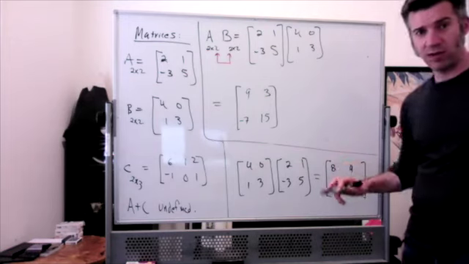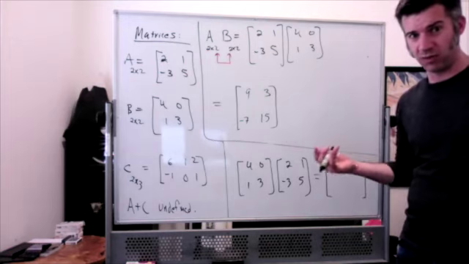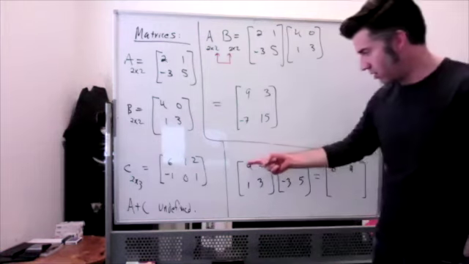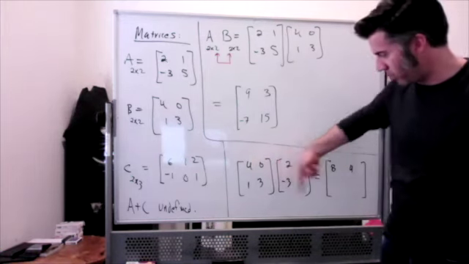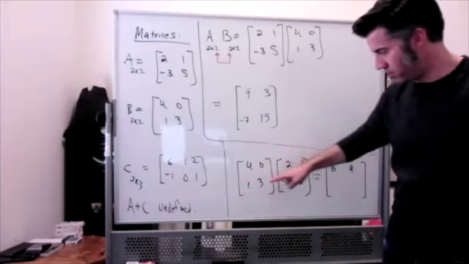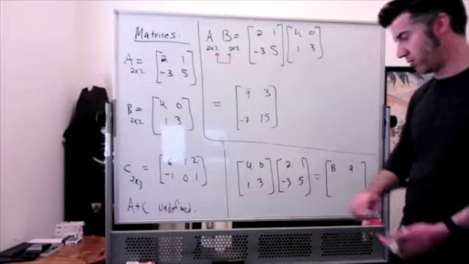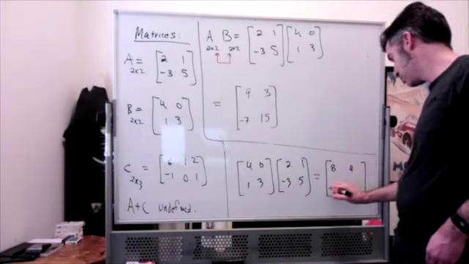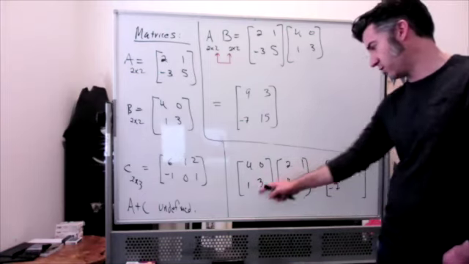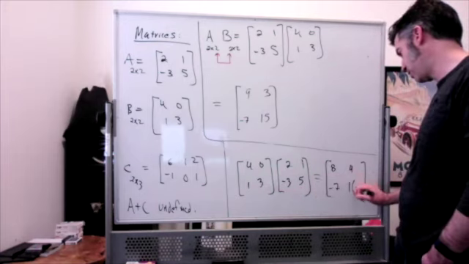I did like what she was doing, how she was crossing out the rows and columns we're using. I more try to focus on the columns I am using. So like, this row, this column, this row, this column, and then this row, this column. So 1 times 2 plus 3 times negative 3 is negative 7. And this row of this column is 1 times 1 plus 3 times 5, which is 1 plus 15.